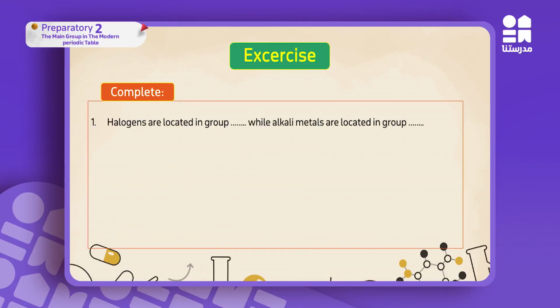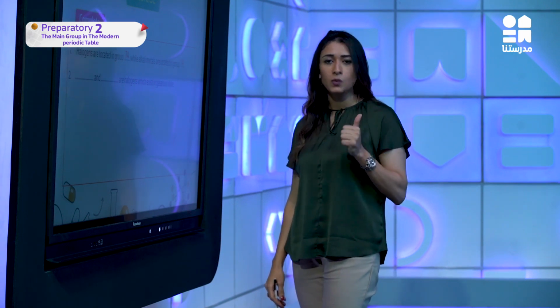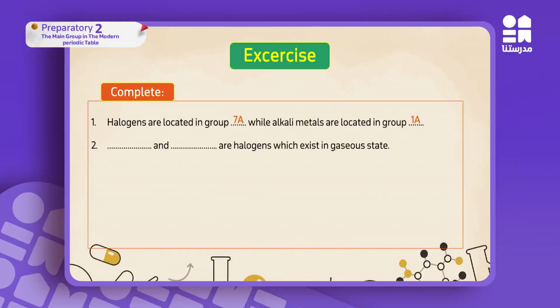Complete. Halogens are located in group, of course, 7A, while alkali metals are located in group, of course, 1A. I think it's a piece of cake. طيب. 2. What and what are halogens which exist in the gas state? احنا اتفقنا ان الهالوجنز اول اتنين هما جاز، الفلورين والكلورين. طب مين كان الليكويد؟ برومين. مين كان السوليد؟ ايودين. So of course this will be fluorine and chlorine.